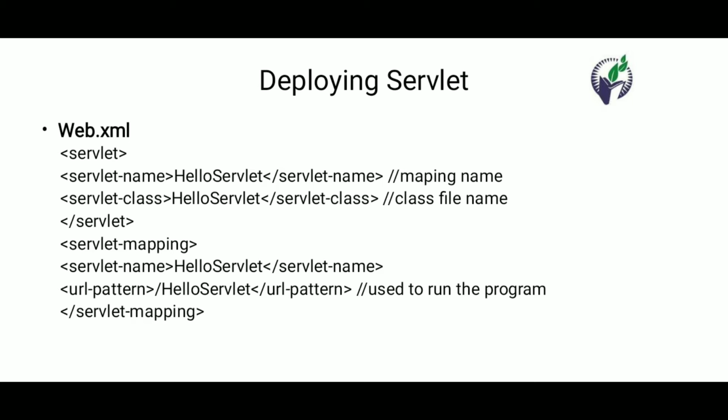Then the servlet-mapping tag also has two subtags, servlet-name and url-pattern. In the servlet name you define the same name which you previously added in the servlet tag. I prefer the same name, so HelloServlet. Then the URL pattern: you just add one slash before the name of the servlet file. The URL pattern is used to run the program in the browser. So here is the basic web.xml configuration.